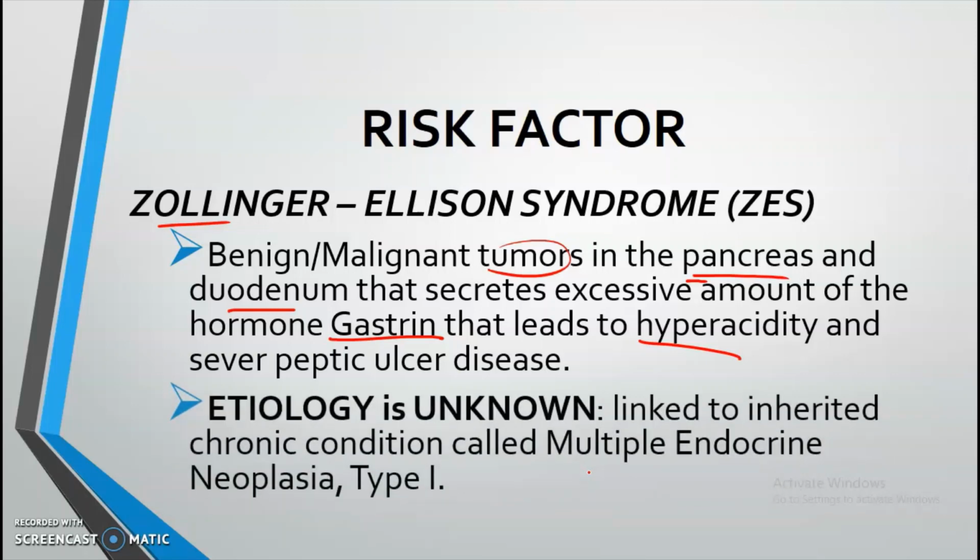Now, the etiology of Zollinger-Ellison syndrome, or ZES, is actually unknown, but according to the book, it is linked to the inherited chronic condition called multiple endocrine neoplasia type 1. Okay? Multiple endocrine neoplasia type 1. So kung tinanong sa board exam nyo or sa exam nyo about Zollinger-Ellison syndrome, the exact cause is unknown, but the most common related link is multiple endocrine neoplasia type 1.